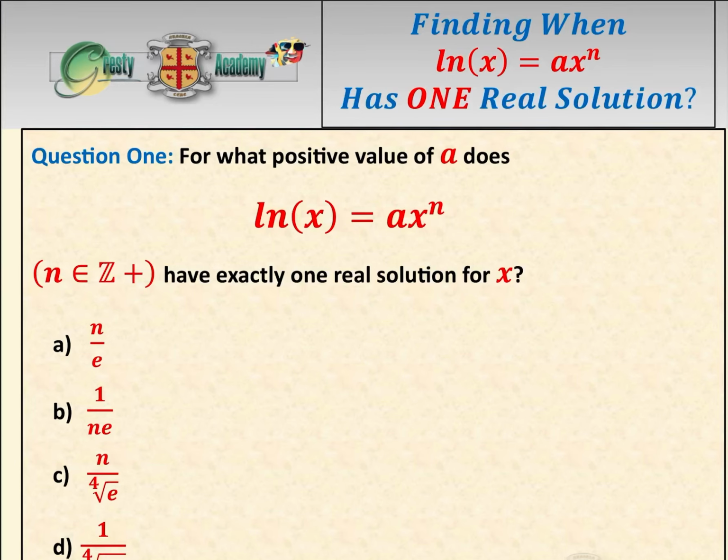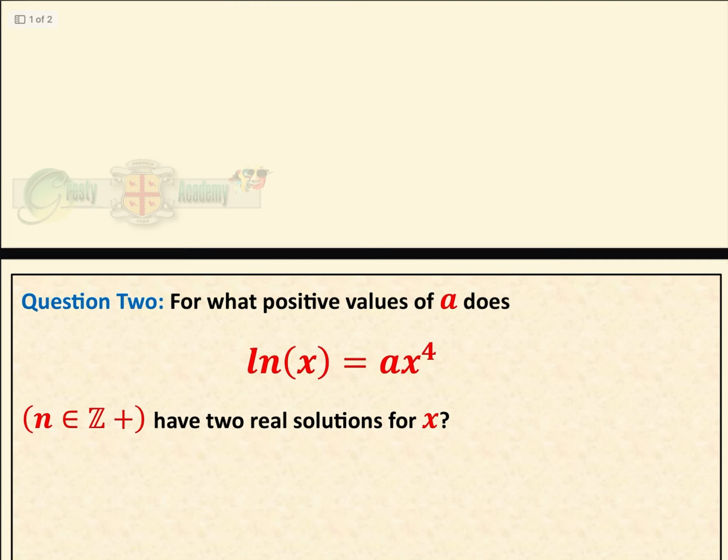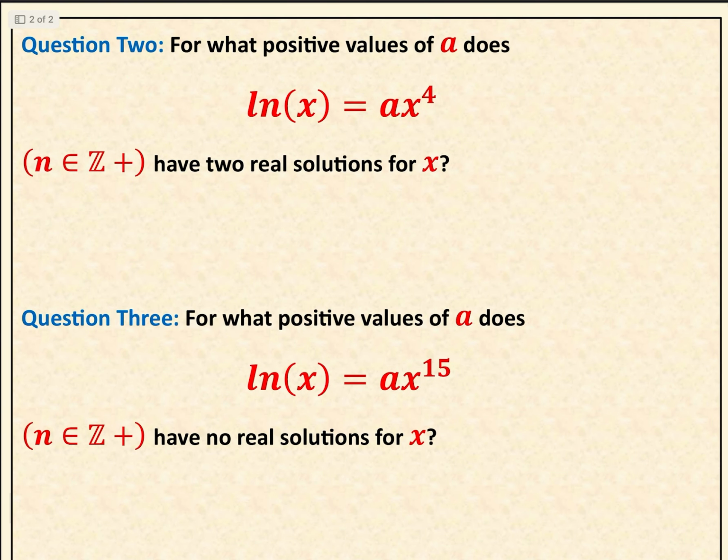This is a very frequently asked question: finding when log x equals a, where a is a constant, x to the n has only one real solution, or a variant, and it's very badly answered. Just to give you a preview of where we're going, in about 3 minutes' time we will be answering these two questions here, which are similar and based on the same idea, by inspection, which saves an awful lot of time.